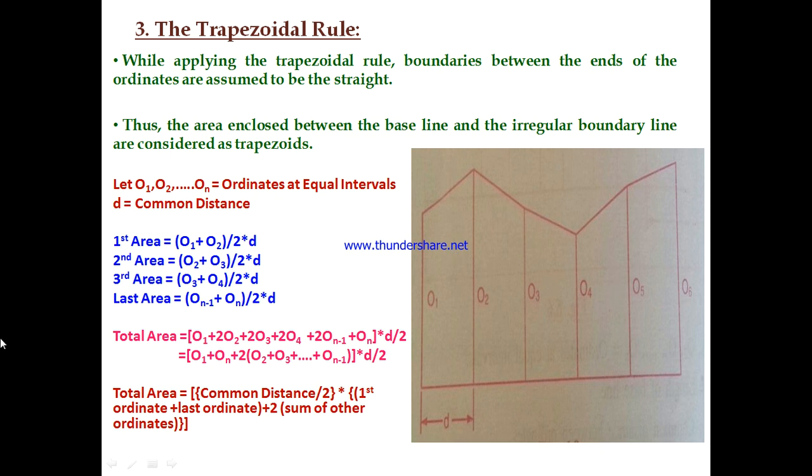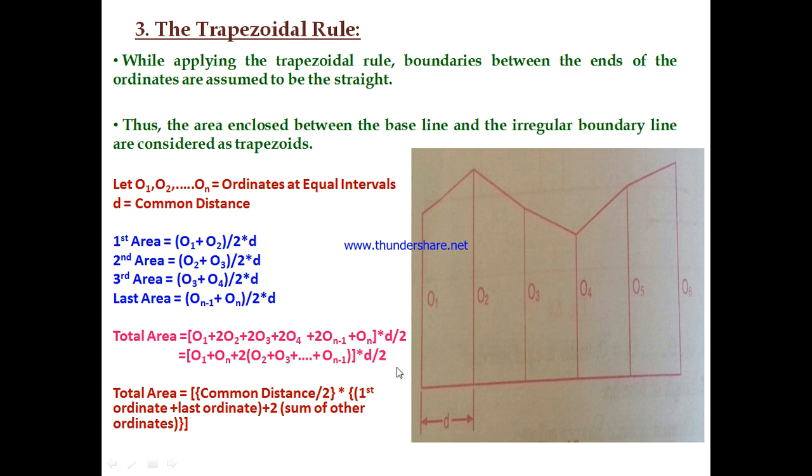Now after dividing the irregular area into a number of trapezoids and calculating the area of each trapezoid, we will do the summation. After doing the summation, we will get that it will be equal to the common distance by 2. We have taken out D by 2 common from all the entities. So we will calculate it as common distance by 2 into the first ordinate plus the last ordinate On, plus twice the sum of the other ordinates. If you add all these values, you can get the formula here.